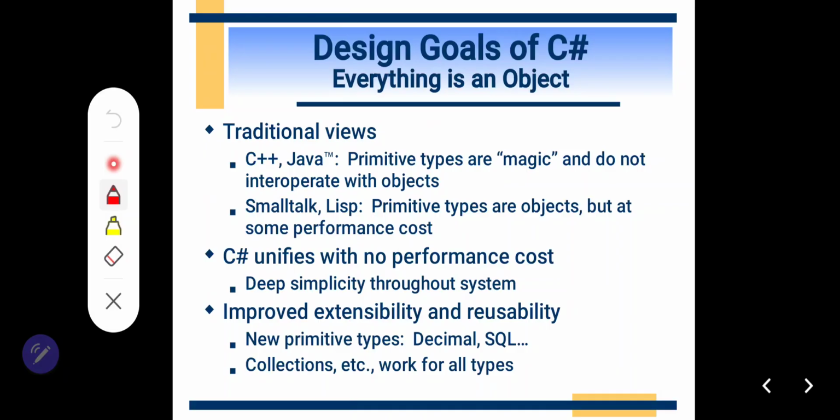Design goals of C#. Everything is an object. There are two different schools here. The purists like Smalltalk, where everything is an object, and C++ or Java, where primitive types are treated differently for performance reasons. Typically, when everything is an object, it means that every time you do a simple operation like adding two numbers, it will incur a heap allocation, which is quite expensive from the CPU standpoint compared to a stack allocated piece of memory.